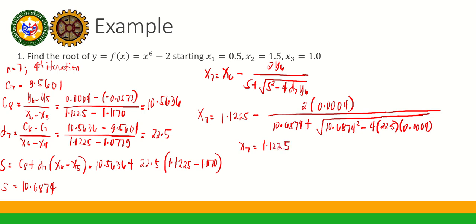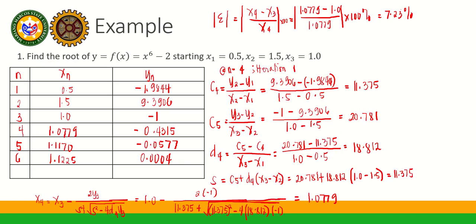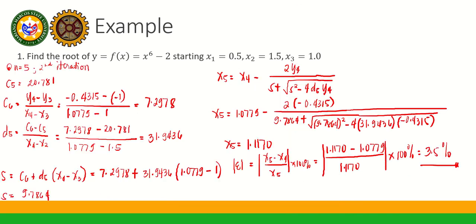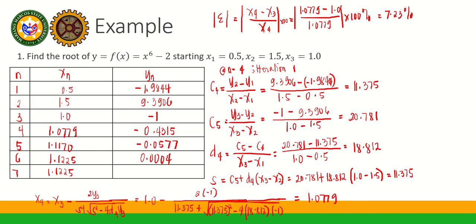Okay, and computing for this one, we have a value of x sub 7 equal to 1.1225. Okay, so plug na natin siya sa table. So our x sub 7 is equal to 1.1225. So same tayo ng ating y sub n kasi same sila ng y sub 6. So by just looking at our table and the values of x sub 6 and x sub 7, we can say na yung relative error nila is 0% since parehas sila. So we now stop our iteration. So that is how you look for the roots of polynomials using the Muller's method.